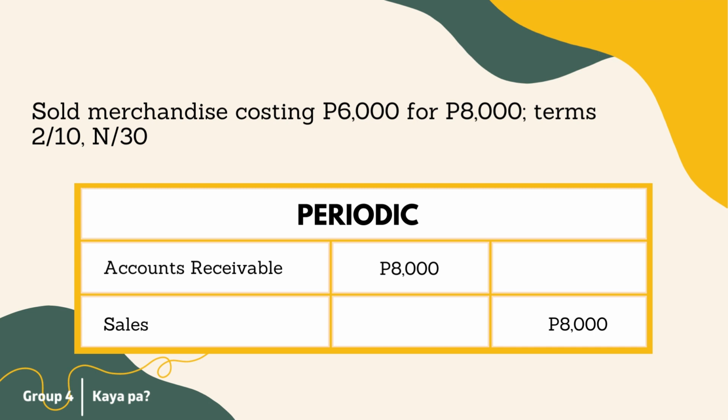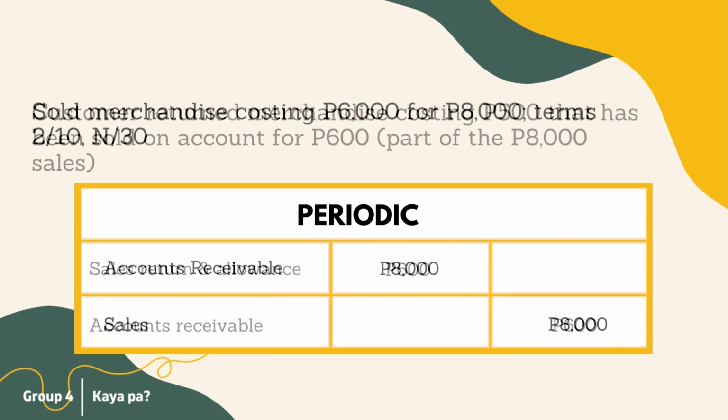Okay, if it is periodic, this should be your journal entry. Since the company extended credit, there will be a debit of accounts receivable, 8,000. Why did it have receivables? Because it made a sale. So your credit is sales, 8,000. So, this is a periodic inventory system.